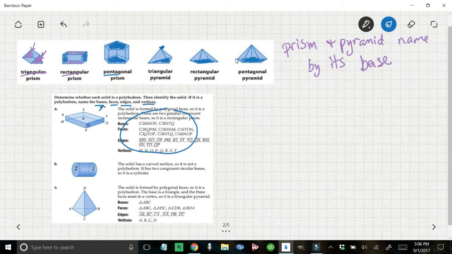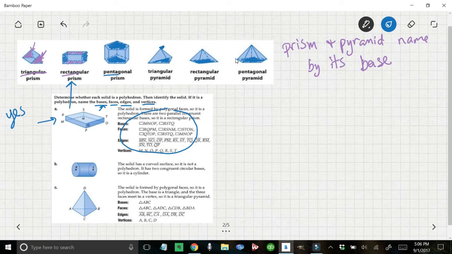So when you see directions like this, it says determine whether it's a polyhedron. So yes, this first one is a polyhedron because all of those faces are polygons, meaning there's no curved sides. That's really the main thing that you're looking for. Identify this solid. This solid would be a rectangular prism.